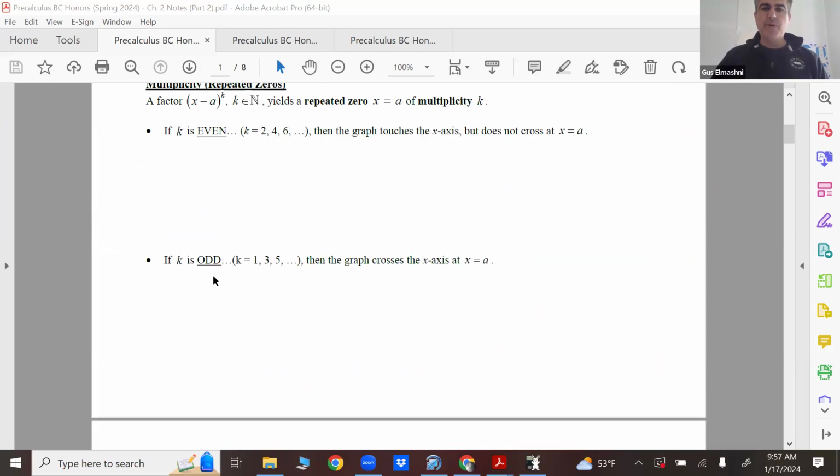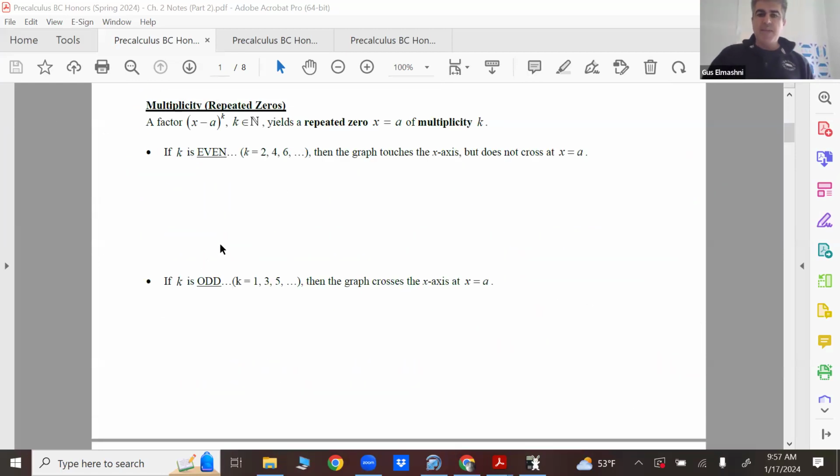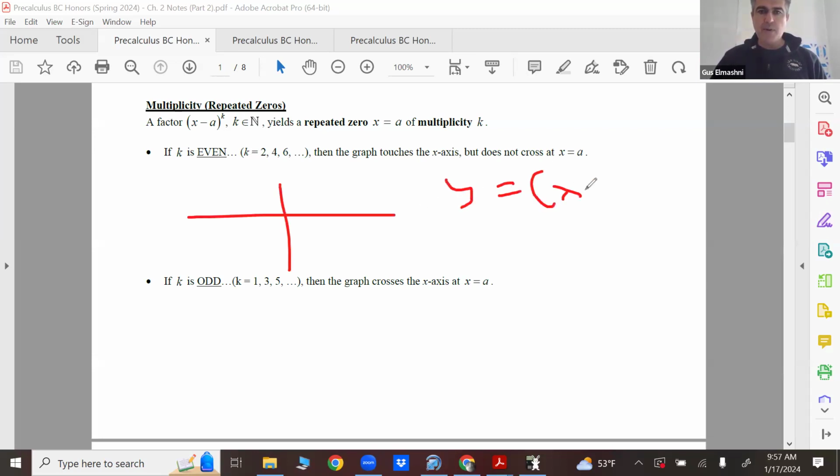Okay, multiplicity, when the zeros are repeated. So if k is even, the graph just touches the x-axis, doesn't cross it, it touches it and then goes up in the other direction, right? So a good example would be something like this. Let's say you have y equals (x minus 2) squared. So it just touches at x equals 2 and curls back up. Easy peasy. Not hard. And the sign stays positive on either side.